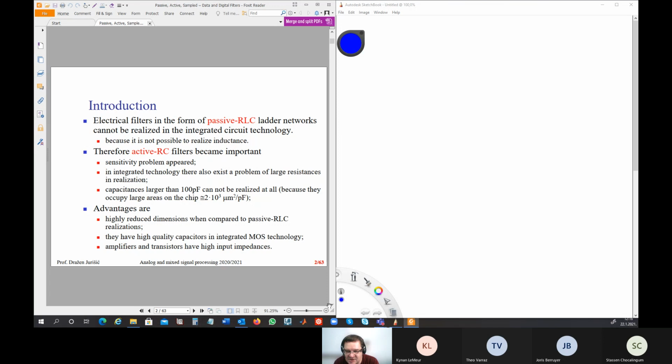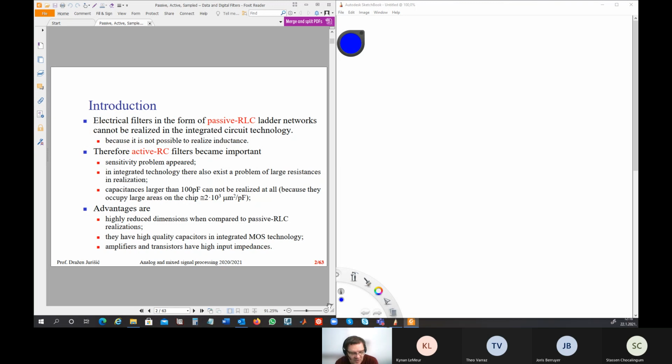So this was the reason why we turned to the realization of active RC filters, which can be realized. But also, if you look at active RC filters, you have some problems. For example, the sensitivity problem appeared all of a sudden, which was not there in passive RLC filters, which we saw in the last presentation. In integrated technology, it is also a problem to make large resistances. And capacitances larger than 100 picofarad cannot be realized either. But if you want to realize an active RC filter with low frequency, then you need huge resistors or huge capacitors, and this is also a big problem. And if you want to realize large inductance, it's impossible.